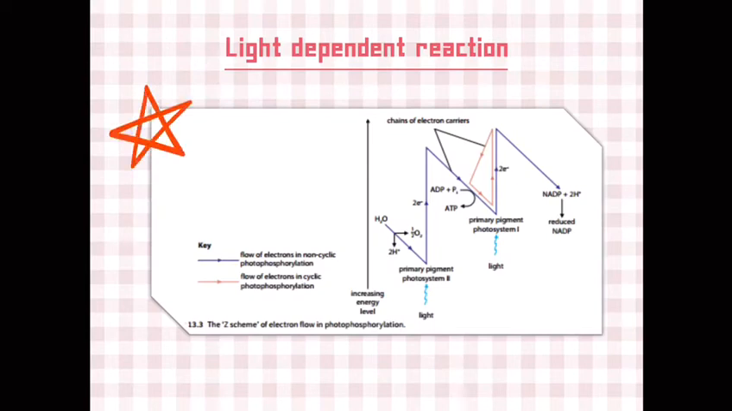This is the Z-scheme of electron flow in photophosphorylation. Cyclic photophosphorylation only happens here, at photosystem 1, whereas non-cyclic photophosphorylation happens at both photosystems.